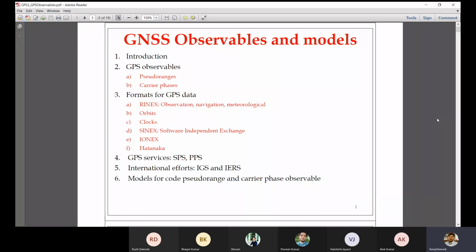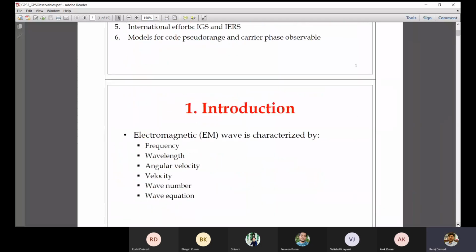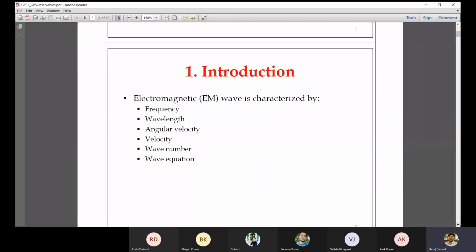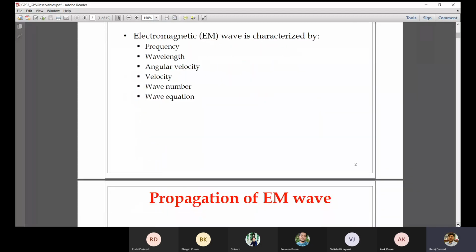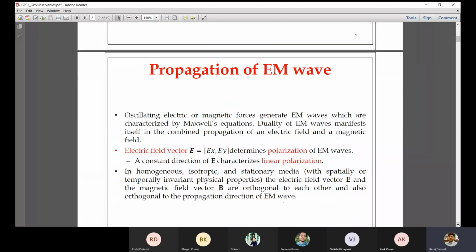So today we will discuss the observables and some mathematical models that are being used behind the scenes in GPS. We'll go ahead with the introduction. It is an electromagnetic wave, which is characterized by frequency, wavelength, angular velocity, wave number, and wave equation. So this is the propagation of the EM wave. I'm skipping that; you can read on your own.